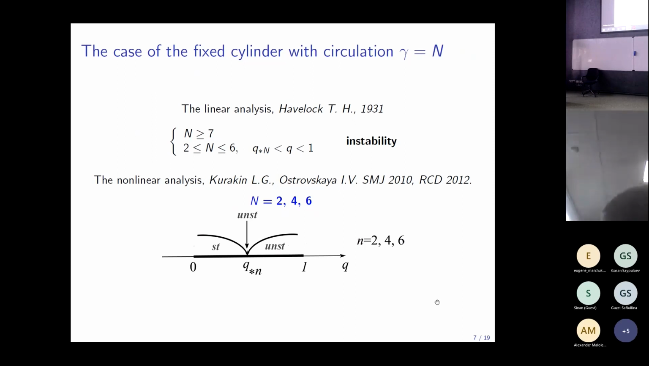In the nonlinear setting, this problem was solved in our papers, Kurakin and Ostrovskaya, SMG and RCD. The orbital stability of stationary rotation was proved for even n, 2, 4, and 6, in the interval from 0 to q star n. Next slide, please.